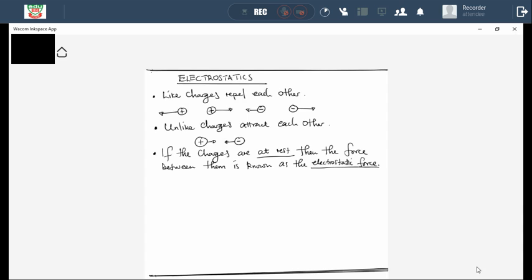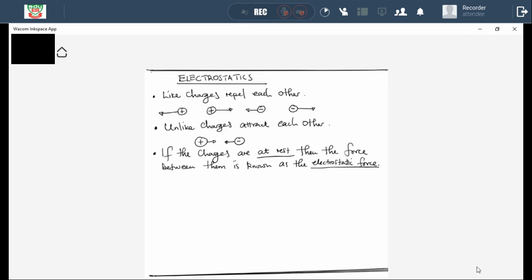There is no need for us to put the two charges together or for them to be in contact for this force to exist. As long as you put them close to each other within their electric fields, then they can exert a force on each other, which is either repulsive or attractive. So that force is what we call electrostatic force, and it's a non-contact force.